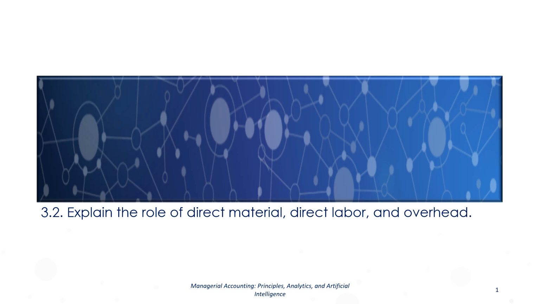Now we move into section 3.2. The key idea is that job order costing is based on tracing direct costs and allocating indirect costs. Direct materials and direct labor are traced to a specific job using source documents. Overhead is allocated using a predetermined overhead rate based on a cost driver.